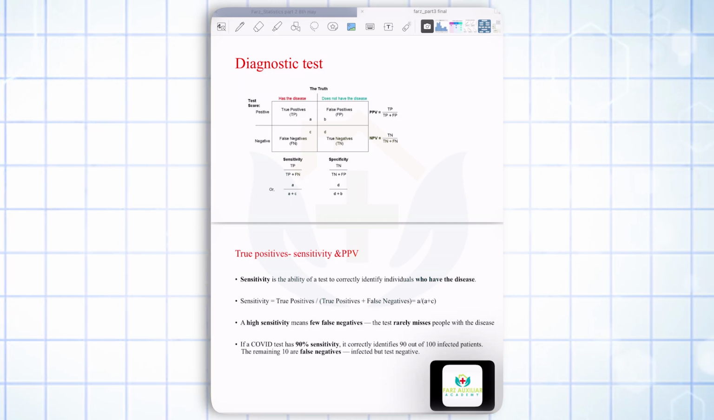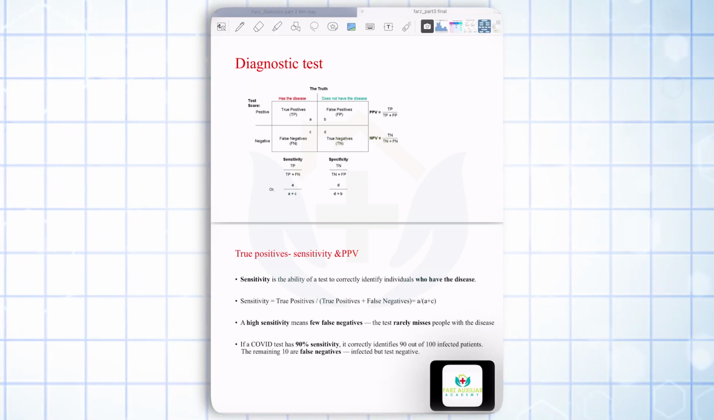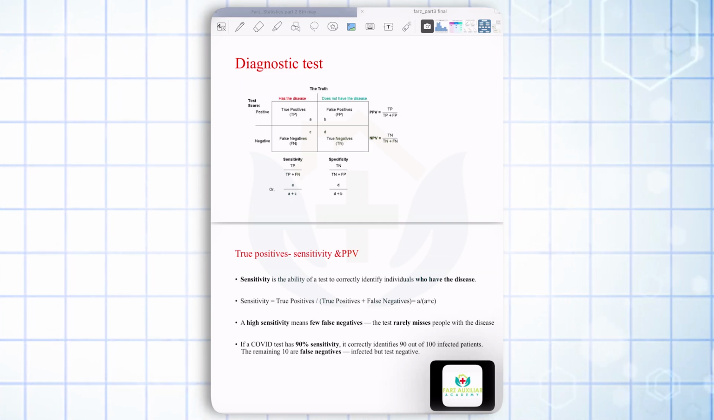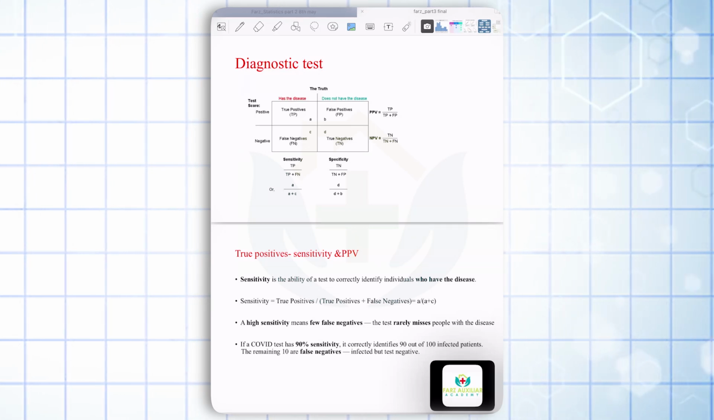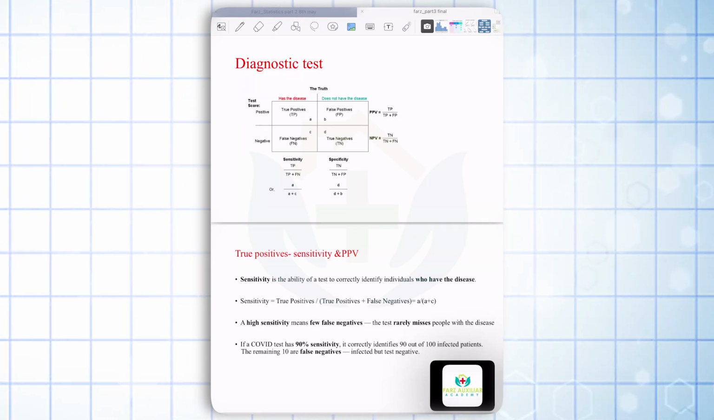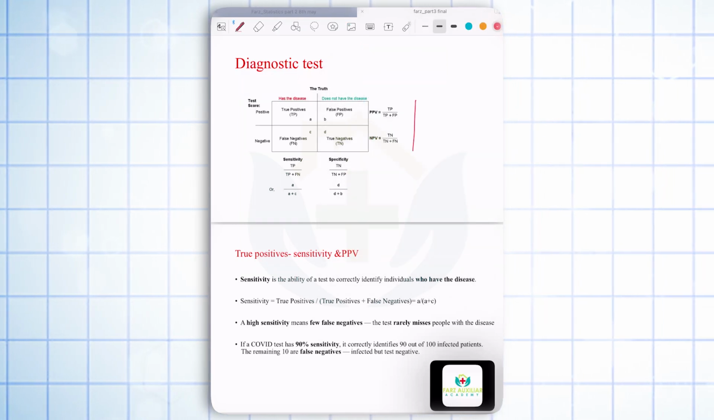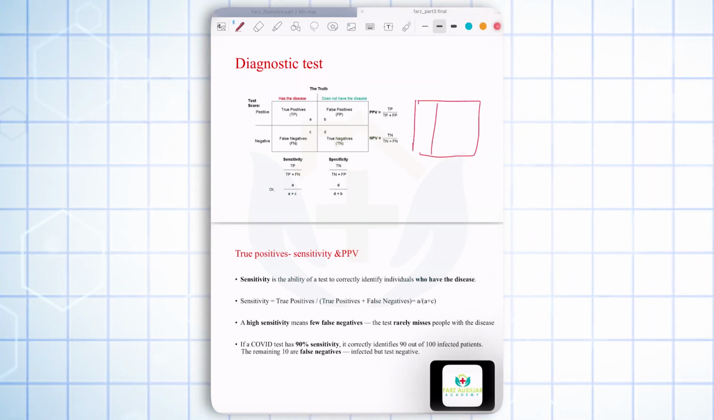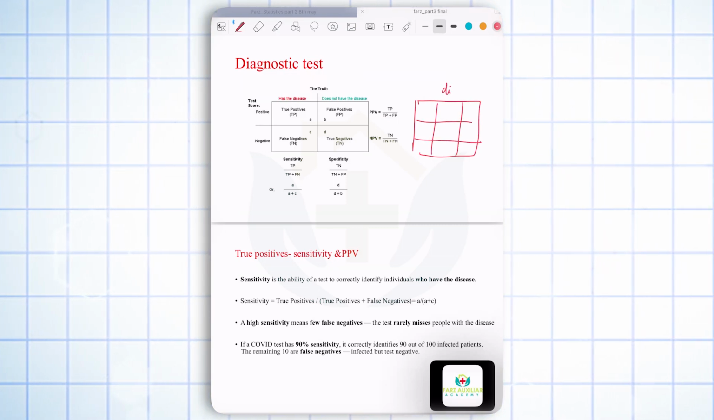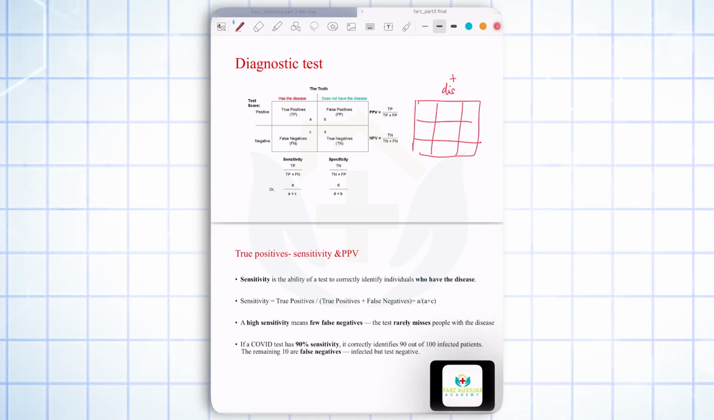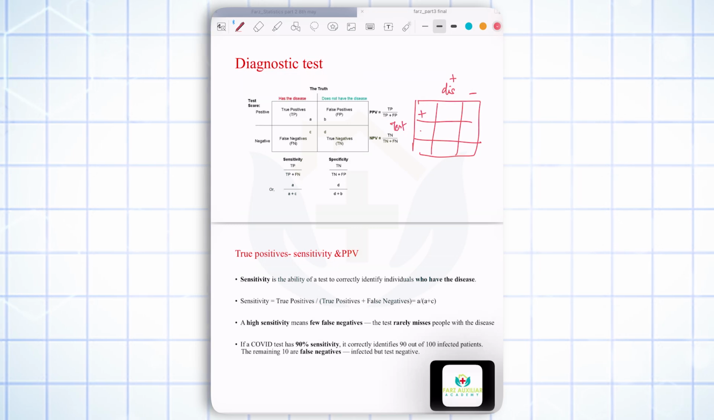So when you get a diagnostic test, this is a 2 cross 2 table which everyone knows. This is constructed to know the sensitivity, specificity, the positive predictive value, and the negative predictive value of a diagnostic test. So how it is constructed is, you make a 2 cross 2 table. Let us assume this is the disease positive, the disease negative. This is the test positive, negative.